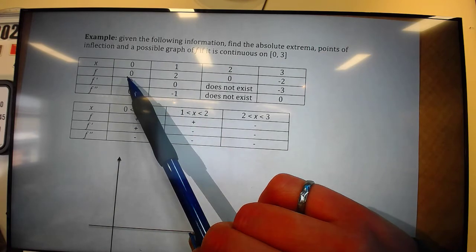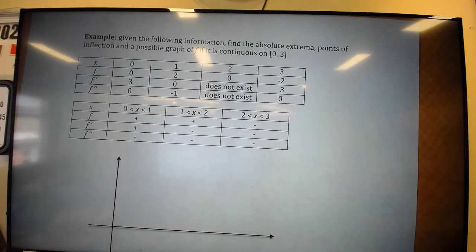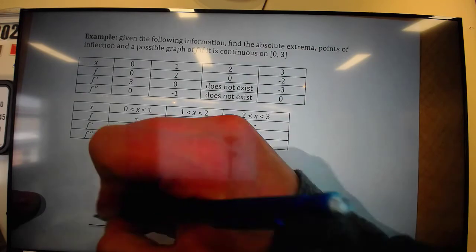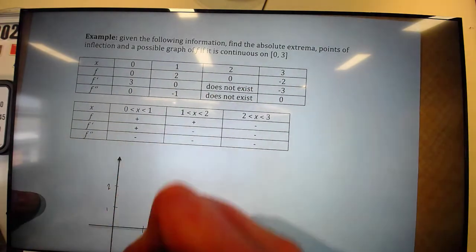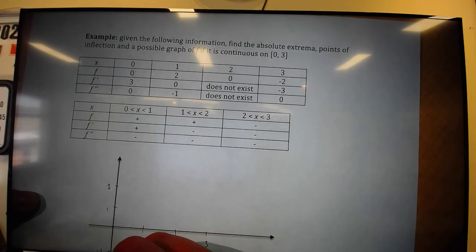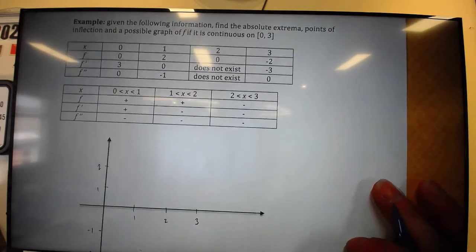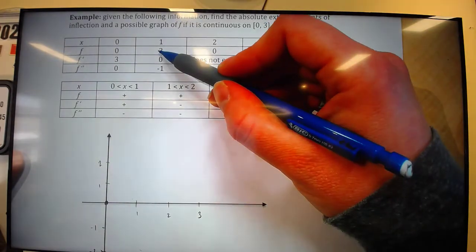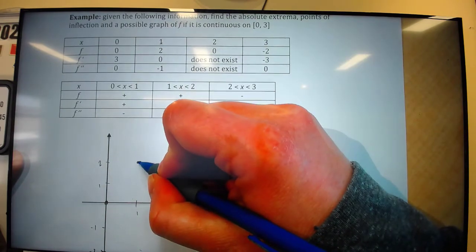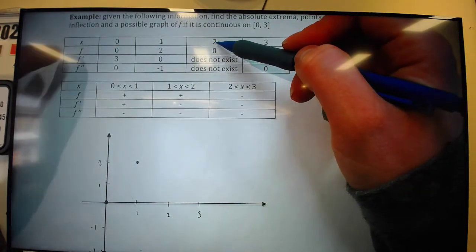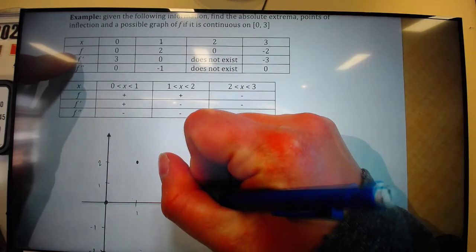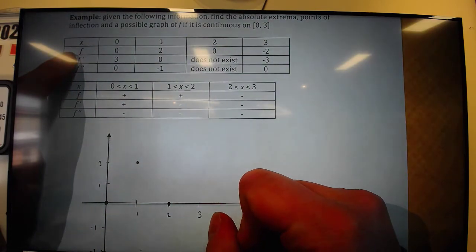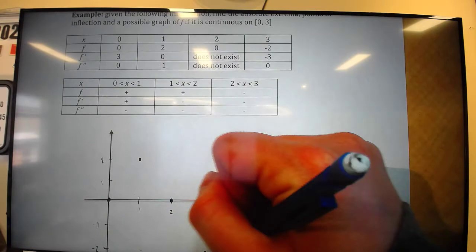at x equals 0, the actual function is equal to 0. So I'm going to plot those points first. So we're going to go 1, 2, 3, and then 1, 2, -1, -2. So at x equals 0, the function is equal to 0. At x equals 1, f is equal to 2. At x equals 2, the function is equal to 0. At x equals 3, the function is equal to -2. So there's kind of my points, and we can kind of see, okay, maybe it looks something like that.